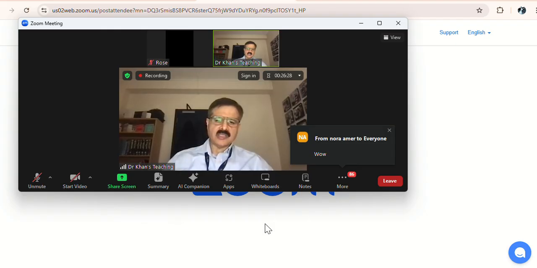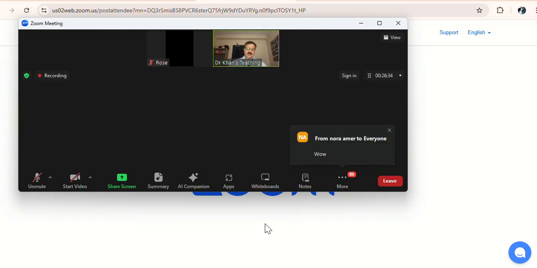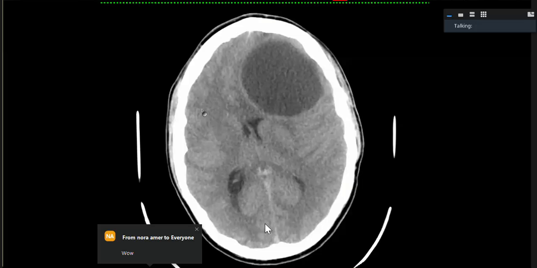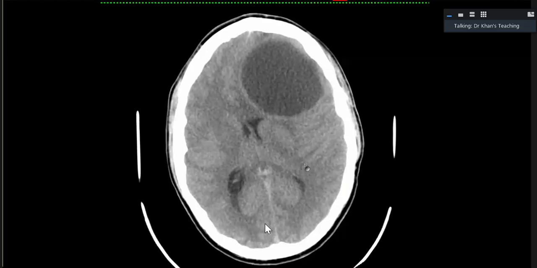Second last case, easy case. Over to you. This case is an 18-year-old in A&E, disoriented with fever. Patient came disoriented and with fever.